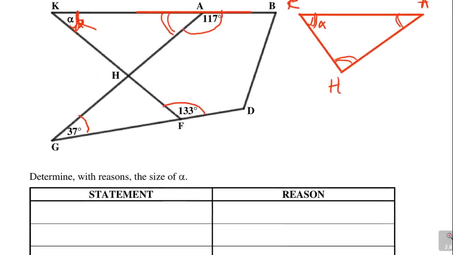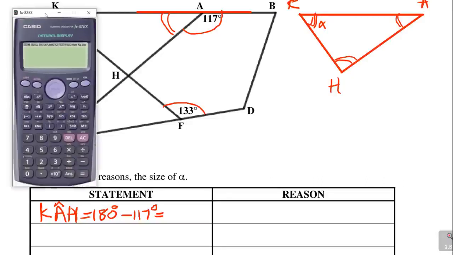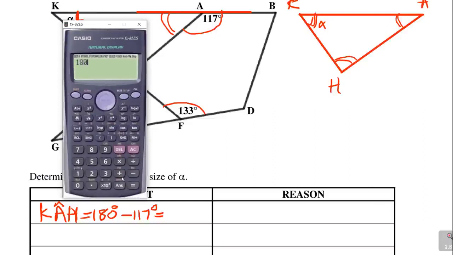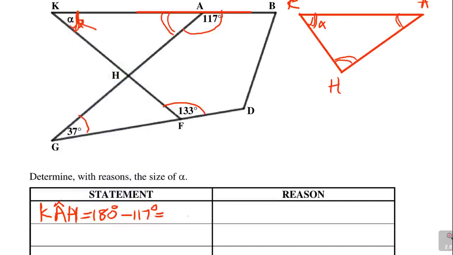Let's start there to say angle KAH is equal to 180 degrees minus 117. I must subtract it, which is equal to what? 180 degrees minus 117, which is equal to 63.